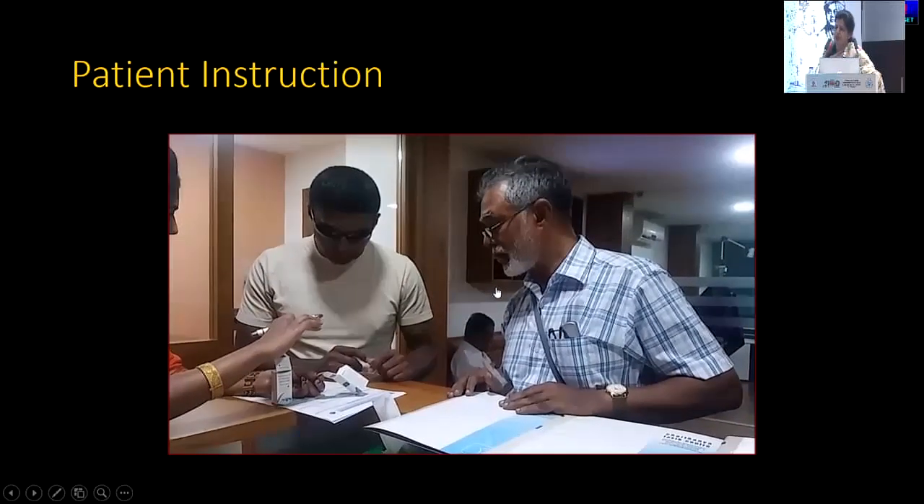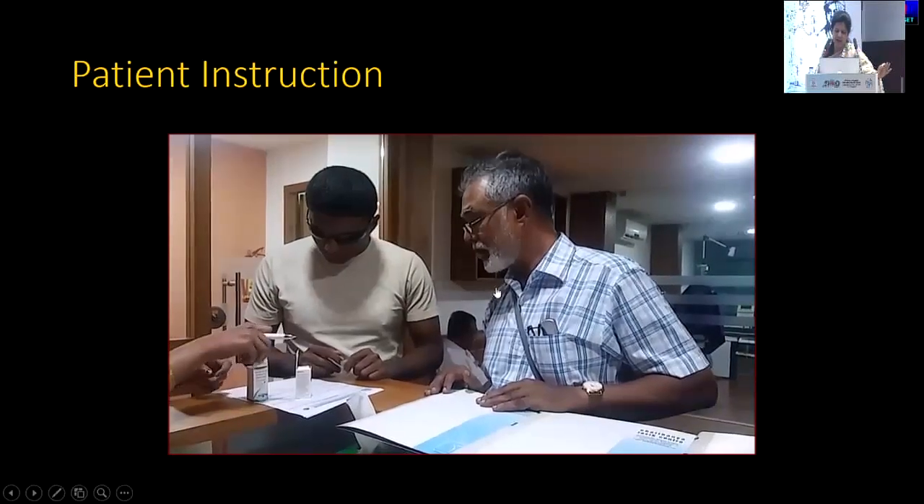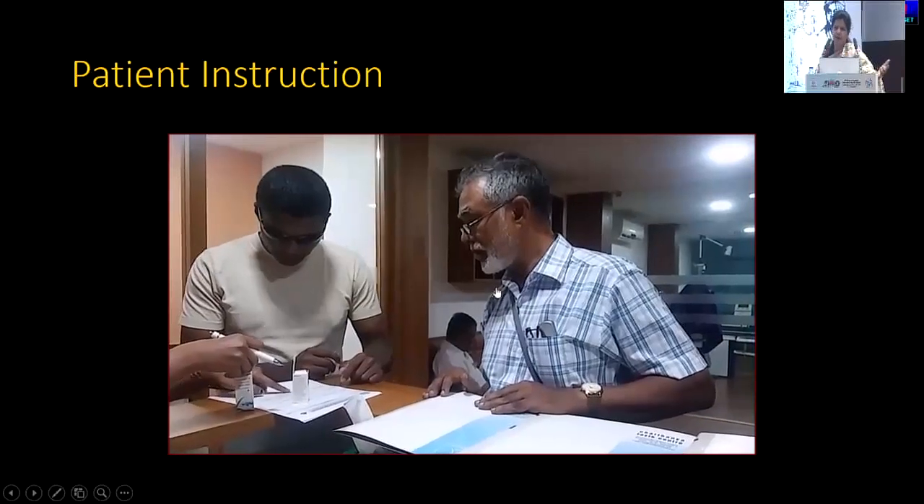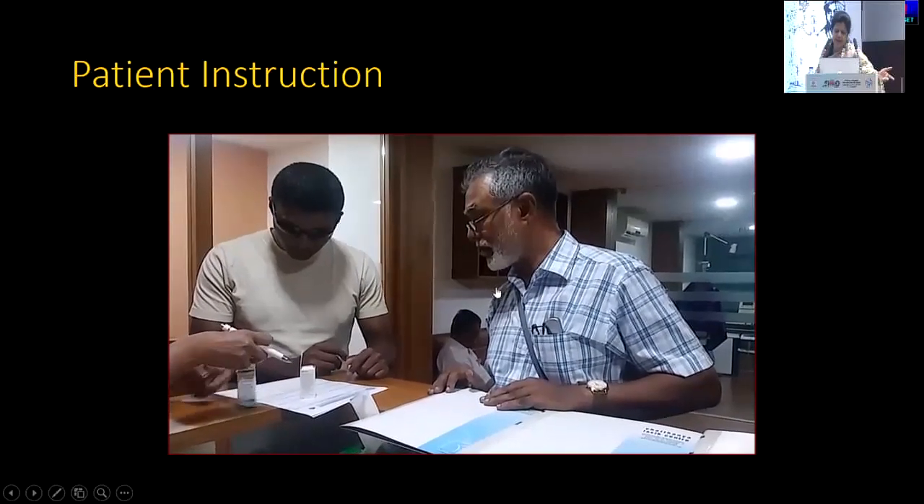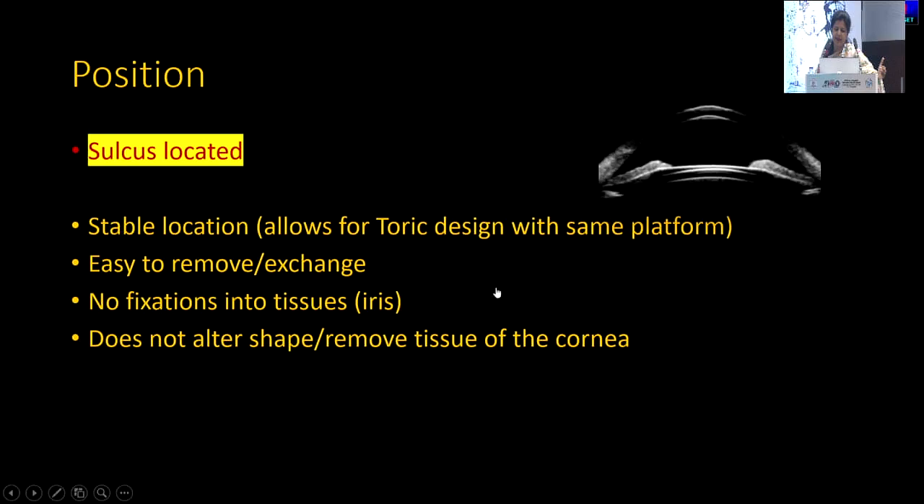Then of course patient counseling is very important, and you have to be very spot on, telling them beforehand what to expect, and afterwards how to continue with the medications, the precautions. So an ICL is a good option in a lot of patients that we have seen topographies of that cannot undergo laser vision correction, and that is basically because it is present very near the nodal point of the eye. It has a stable location far away from the endothelium.